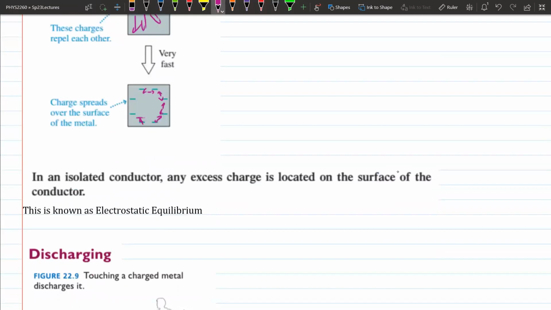And this is known as electrostatic equilibrium. When you see electrostatic equilibrium, it just means that the charges are not moving around anymore. It doesn't mean there's no charge. It just means they're not moving around anymore. Equilibrium means no motion.